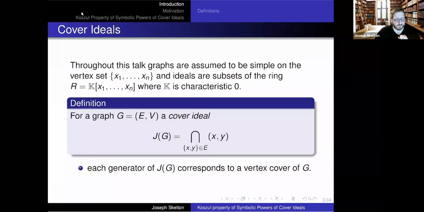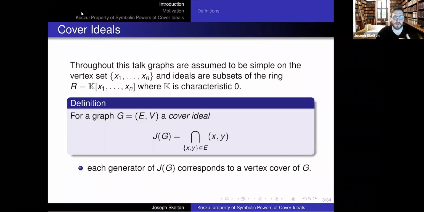So first thing, what are cover ideals? Throughout this talk, I'm going to talk about simple graphs over some number of vertices, and the associated ideals are going to be in a characteristic 0 polynomial ring with the same number of variables. In general, for a cover ideal, for every edge of your graph, you take the vertices of that edge, put it in an ideal, and then intersect all of those ideals across all edges. That gives you a cover ideal.